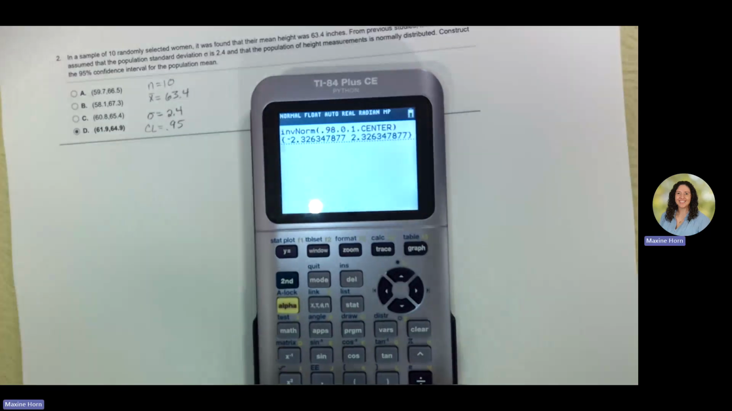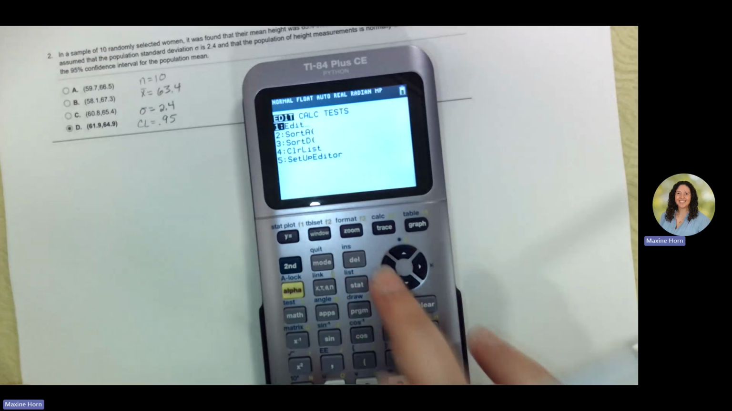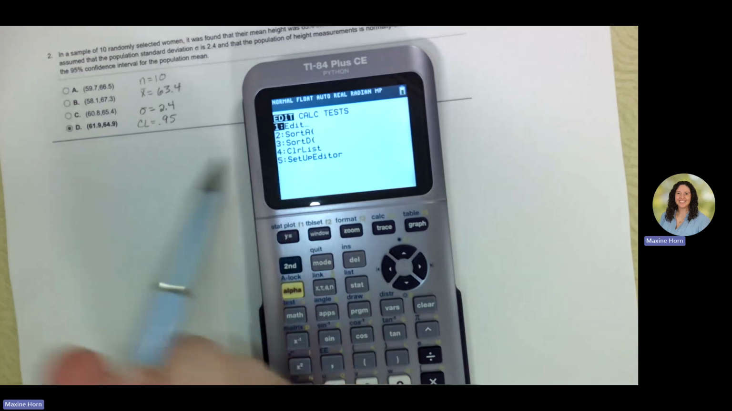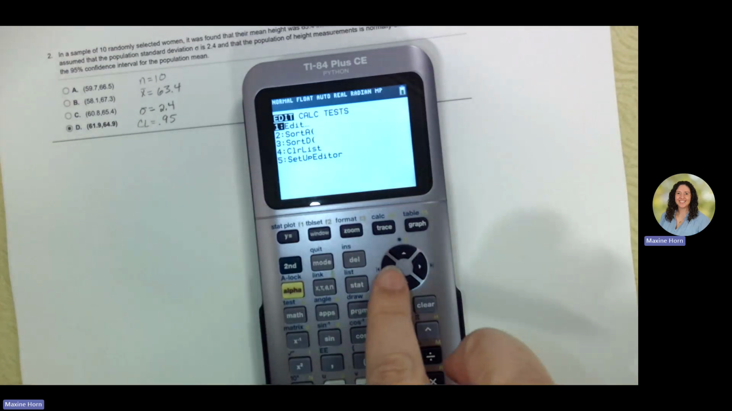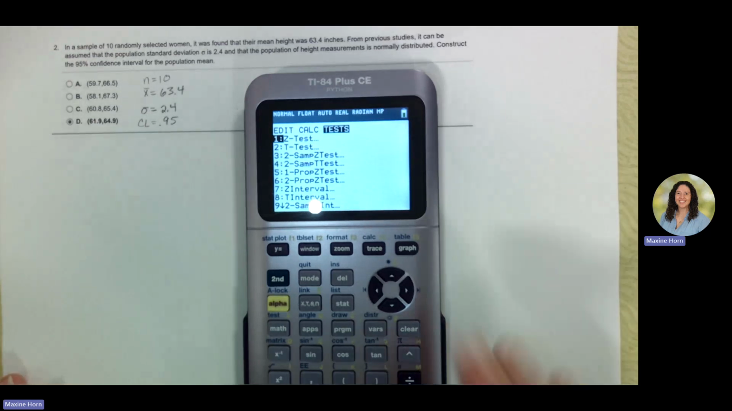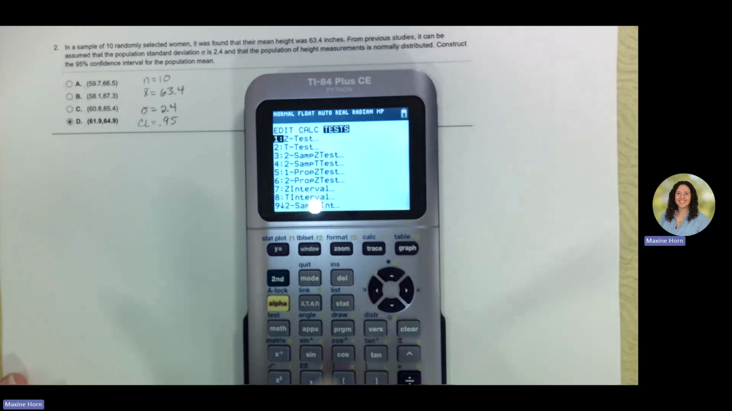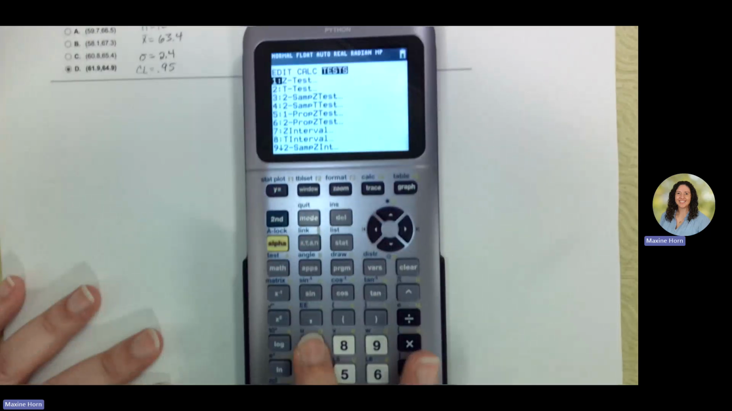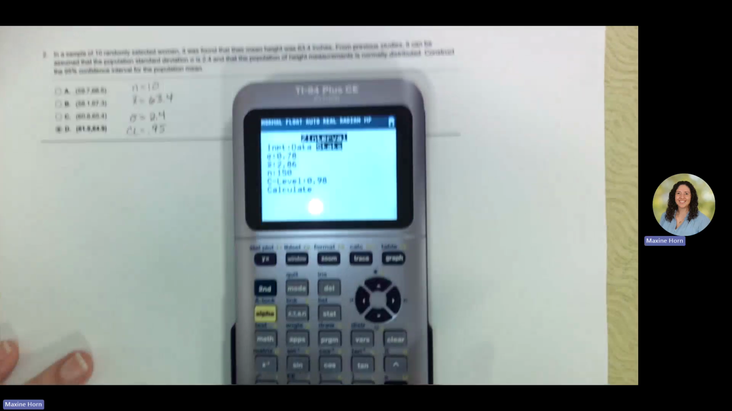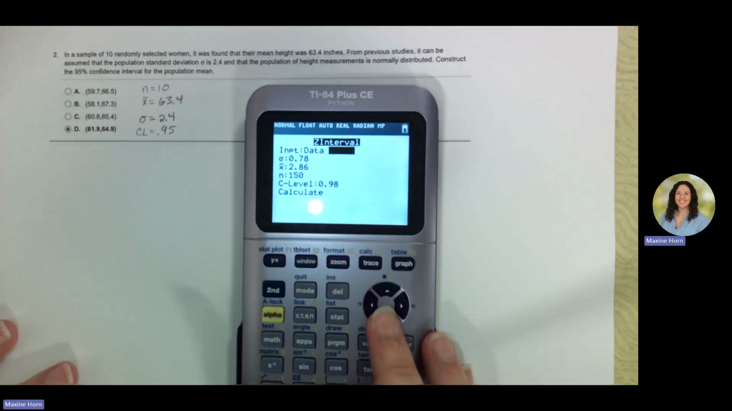So in my calculator, I'm going to press stat, then arrow over to test. I can either arrow to the right twice, or I can arrow to the left and it goes back around. So I'm going to arrow to the left. That's one less button I have to press. And then we go down to number 7. I can either arrow down to 7, or I can just press number 7 and it'll select it. So Z interval.